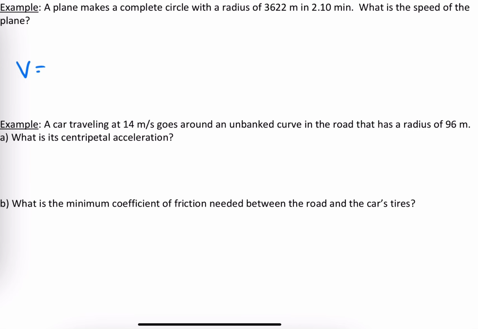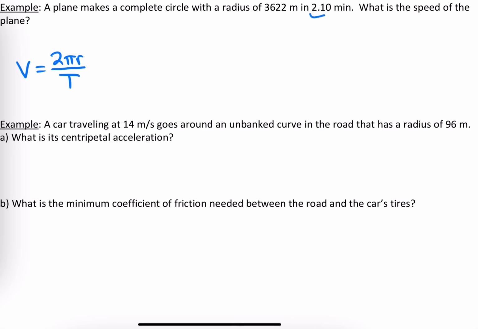Speed is 2 pi r over the period. Okay, well, 2 is a number, pi is a number, r is the radius of the circle the object is traveling in. I know that here. And t is the period, the time it takes to go once around. And that is here. It's a little annoying that my t is in minutes. That's not metric base units. So the first thing I'm probably going to have to do is adjust that.